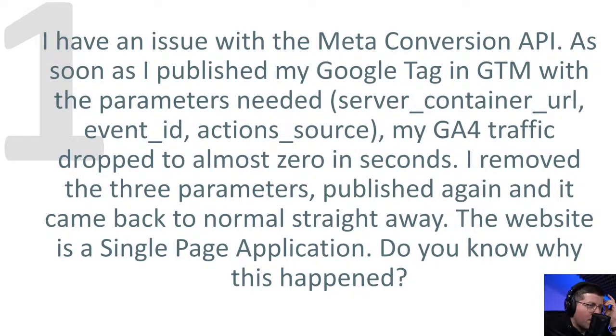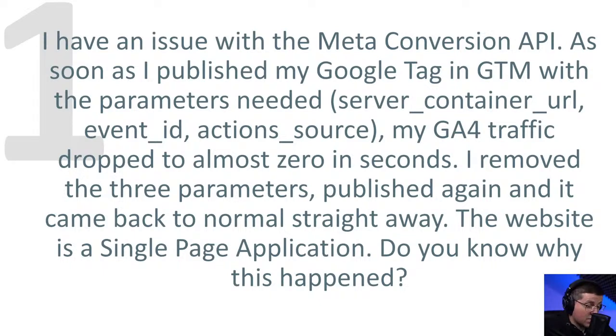As soon as I published my Google tag in Google Tag Manager with parameters, and I assume this is about the Google tag in the client-side container. Once I publish that tag with parameters, like server container URL, event ID, action source, my GA4 traffic dropped to almost 0 in seconds. I removed 3 parameters, published again, and it came back to normal straight away. The website is a single page application. Do you know why this happened?